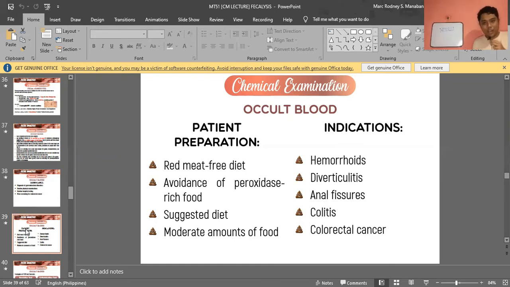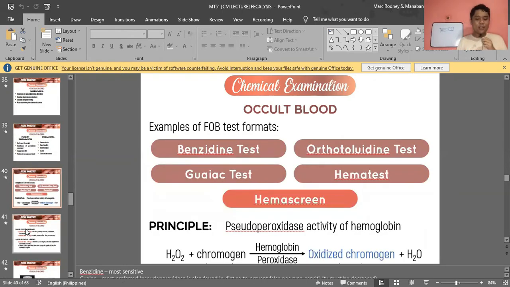So para kakinsa ni siya, of course, not only for colorectal but also other GI disorders that may indicate bleeding, such as hemorrhoids, diverticulitis, anal fissures, colitis, and of course colorectal cancer. But again, the most important goal is for colorectal cancer. Okay, all right. Now again, what are the test formats? Daghan kaayo. You could use benzidine, orthotoluidine, guaiac, the HEMA test, and HEMA screen. Okay, but silang tanan, ang ilahang principle is the same: the pseudoperoxidase activity of hemoglobin.